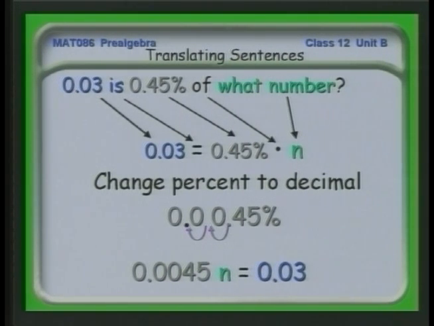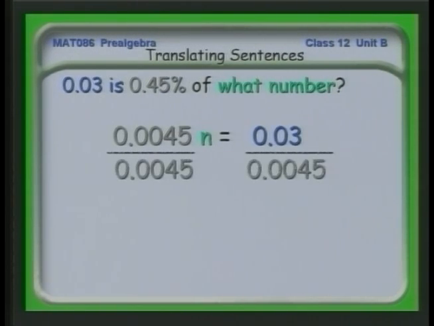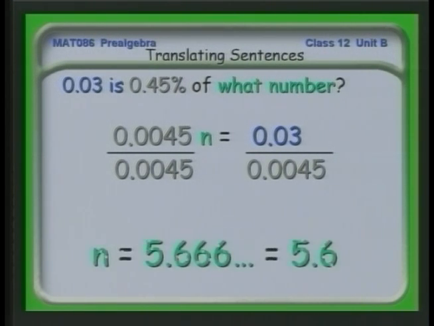When we do, we get the equation 0.0045 times the whole number is equal to 0.03. Now that we have this equation, we can do the math, divide both sides by 0.0045, and when we do this, we find that n is equal to 5.66666, which, remember, we can put a bar over to indicate that is our final result.